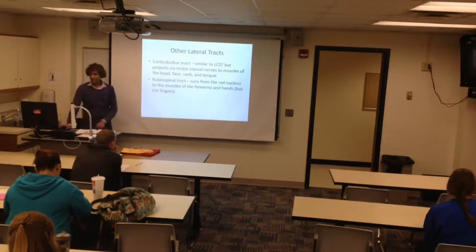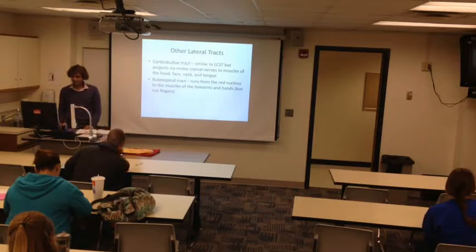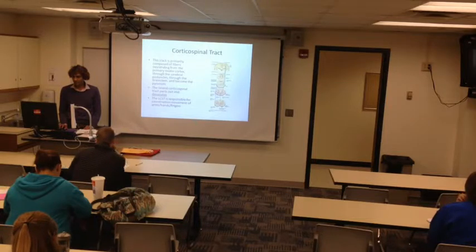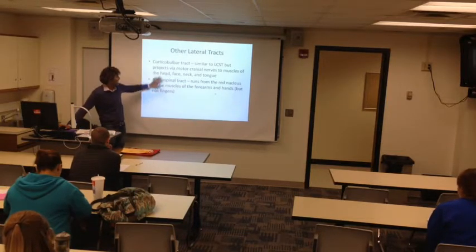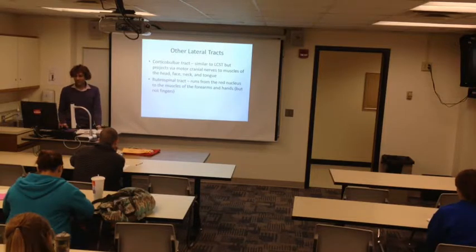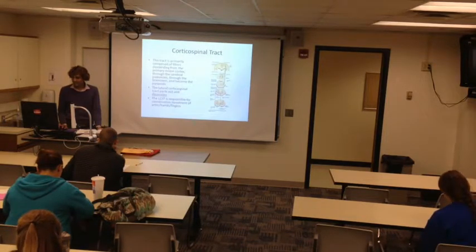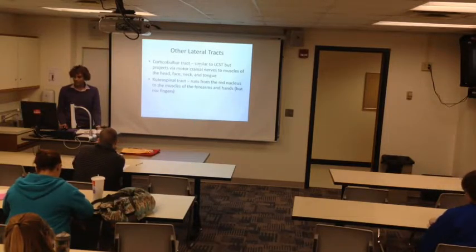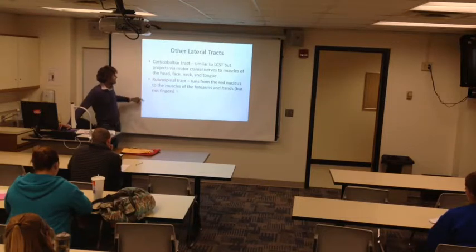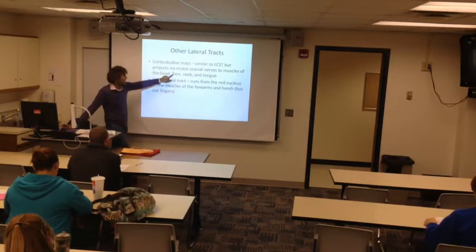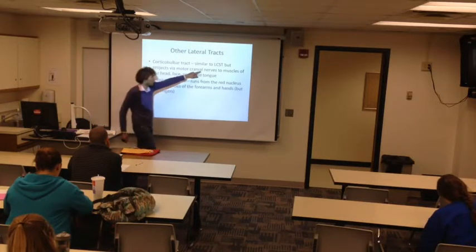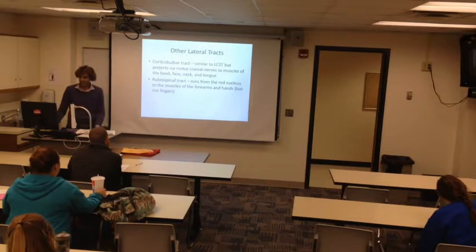I want to only briefly mention the two other lateral tracts. So the lateral grouping here in the lateral region of the spinal cord, there's a corticobulbar tract. It's conceptually similar to the lateral corticospinal tract. It's this one in red. The difference between the lateral corticospinal tract and the corticobulbar tract is that the corticobulbar tract projects via cranial nerves to the muscles of the head, face, neck, and tongue, whereas the lateral corticospinal tract goes down into the spine and projects via spinal roots to the muscles of the body.